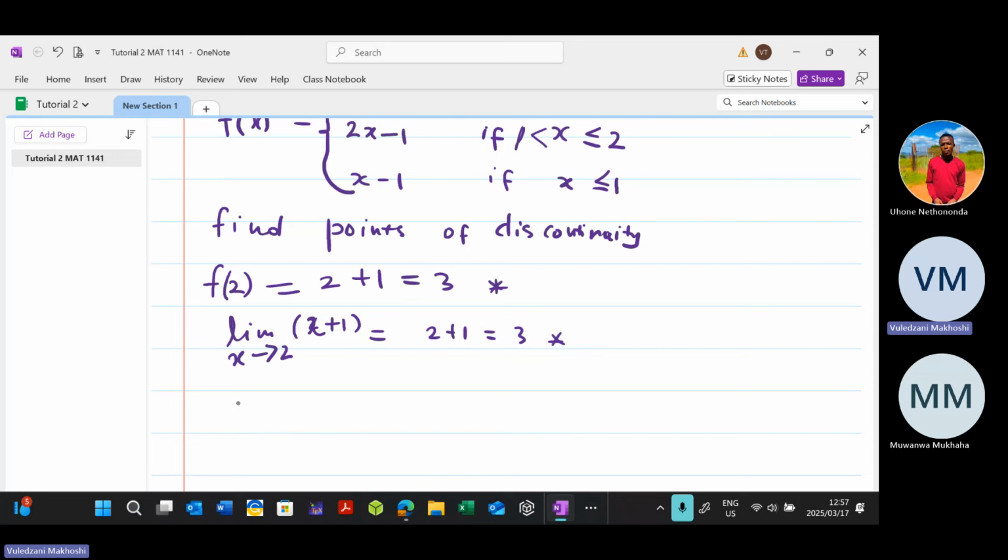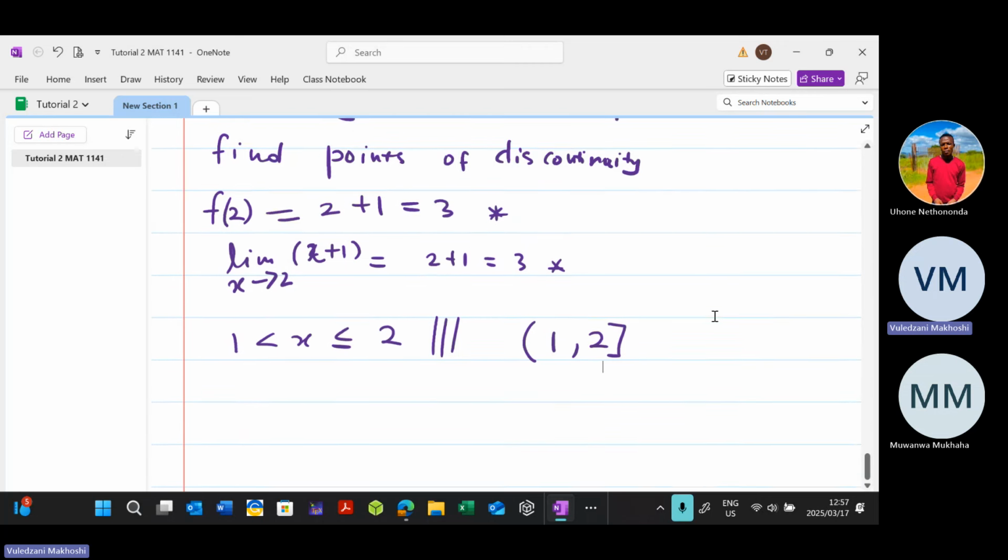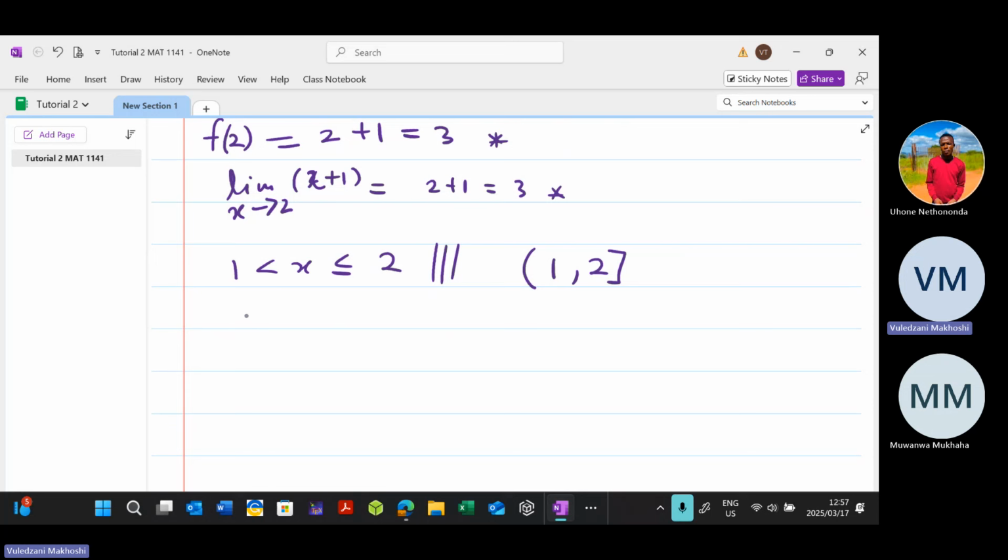So what do we have in this interval? We are saying we have 1 less than x less than or equal to 2. Because we know that this is the same interval as 1 to 2. So let us check whether it is continuous or not. We can talk of the limit of our function f of x as x approaches 1 from the right. We look at what we have here, 2x minus 1. So we end up with the limit as x approaches 1 from the right of 2x plus 1, which is equal to 2 plus 1, which is 3.